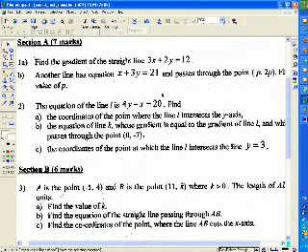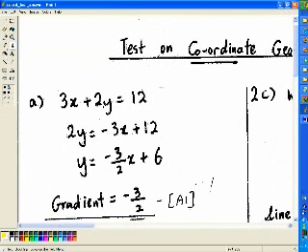Okay, now I'm going to go through the test on coordinate geometry. Question 1a. Find the gradient of the straight line 3x plus 2y equals 12. As you can see over here, this is not the general form of the equation of a straight line. What is the general form of the equation of a straight line?